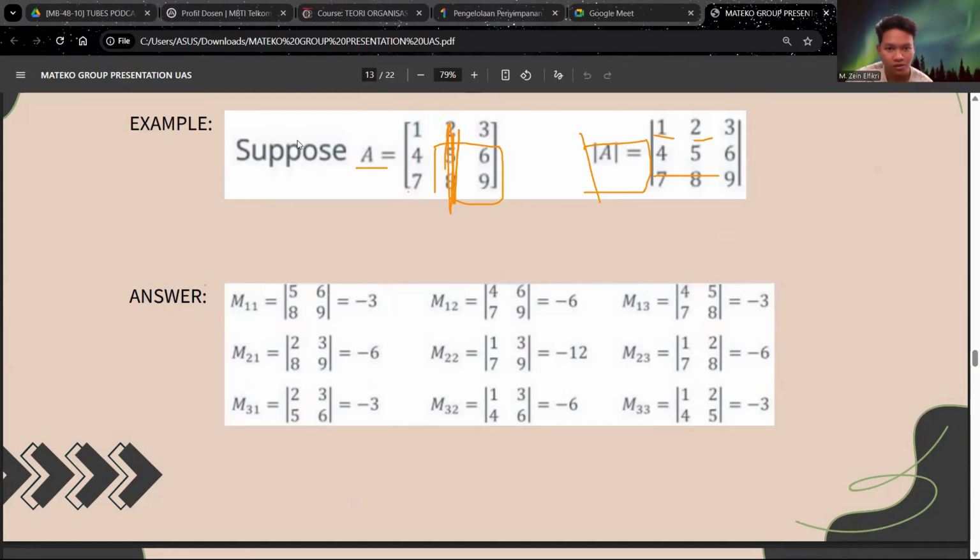Then we have 4, 7, 6, and 9. Then you can just see the result is like this: minus 3, minus 6, minus 3, minus 6, minus 12, minus 6, minus 3, minus 6, minus 3, like that.